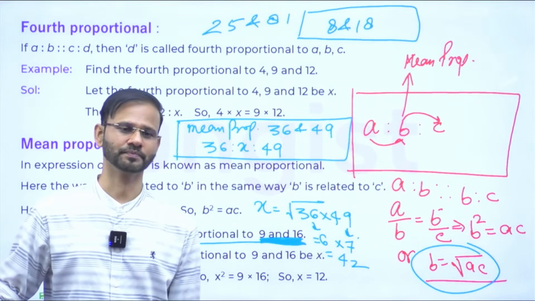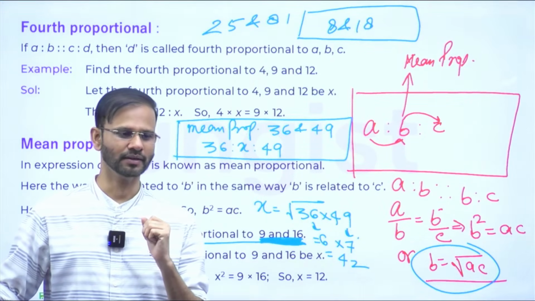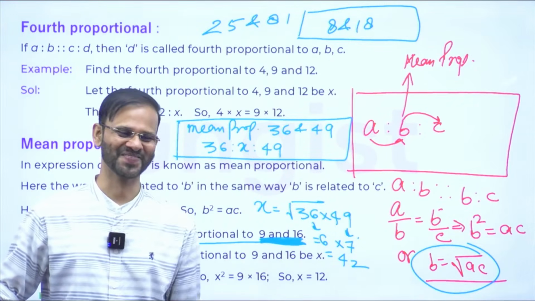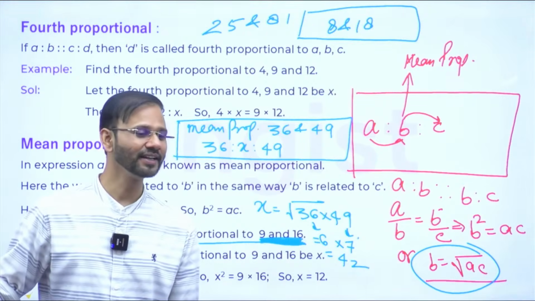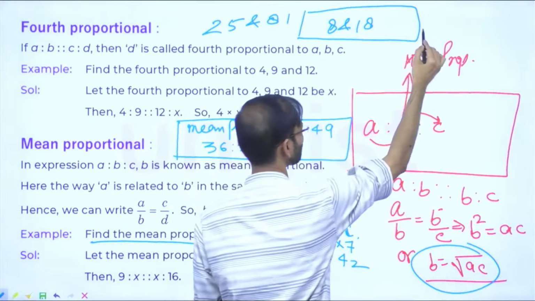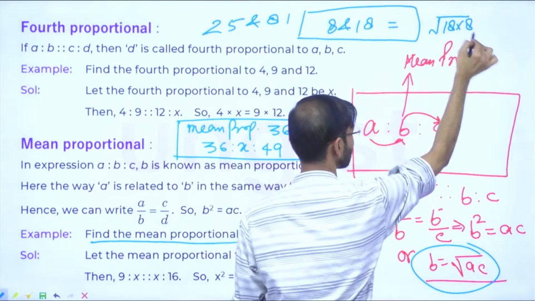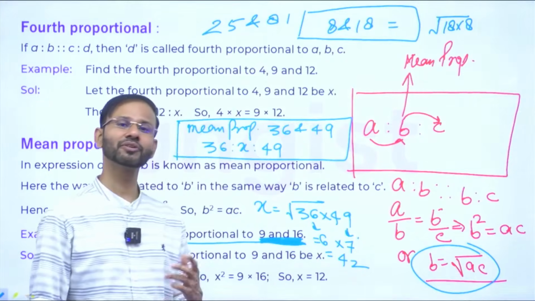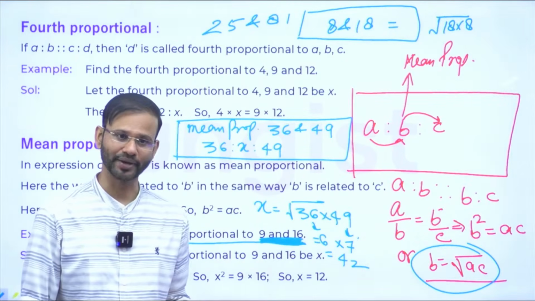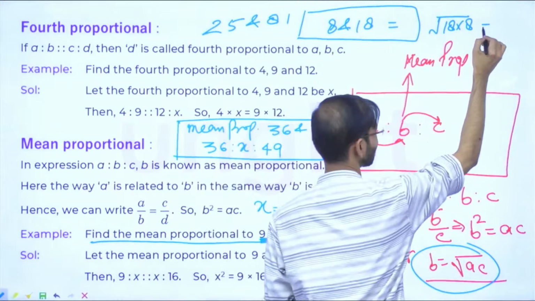Then what? 18 into 8 is what, guys? 144. Yes, 18 into 8 is 144. So guys, this will be under root of 18 into 8. So under root of 144, what is the under root of 144? 12. Right? So guys, the answer is 12.